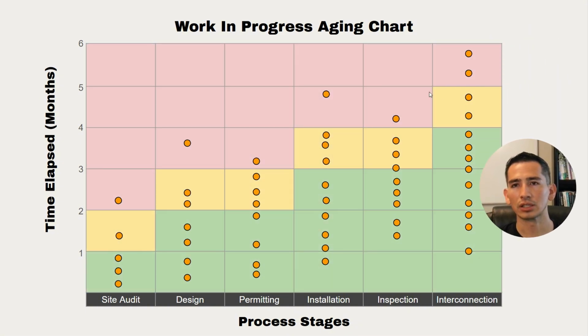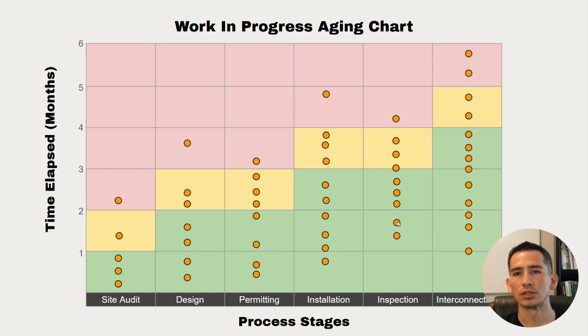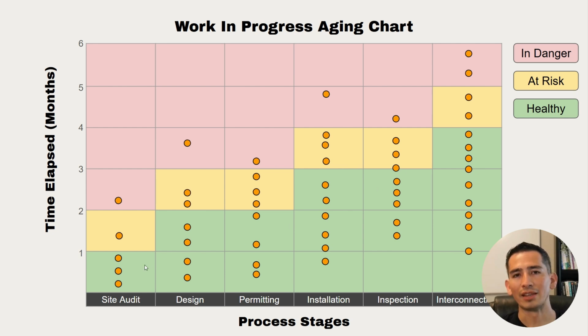Okay. Now let's talk about these color bands, because this is what really makes this chart useful. The colors are green for healthy, yellow for at risk, and red for in danger, for the amount of aging that has happened. There is a healthy amount of aging that you expect as something progresses. Processes aren't instantaneous, so you don't go automatically from site audit through interconnection in a single moment. It takes time to get through this process, but there's a reasonable amount of time. And if you start to go beyond that, that's when you start to feel like there's a problem, and as a customer, you start complaining.